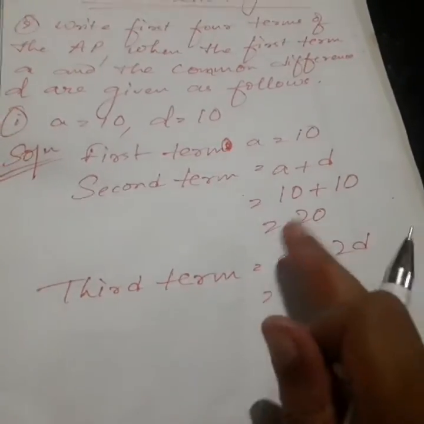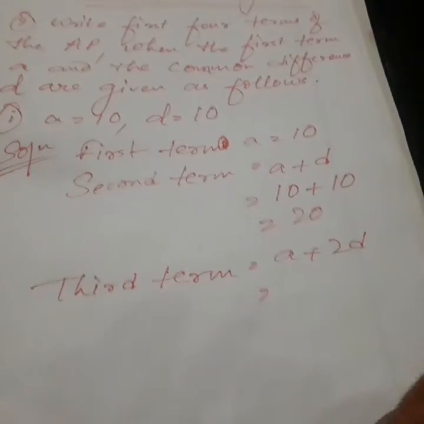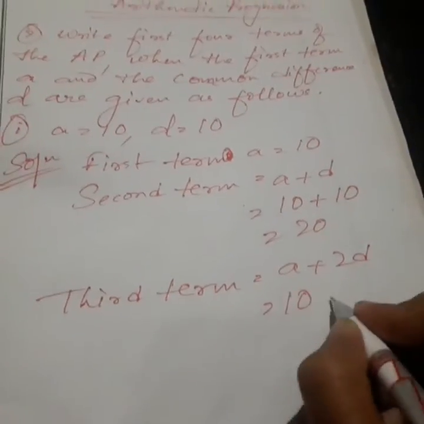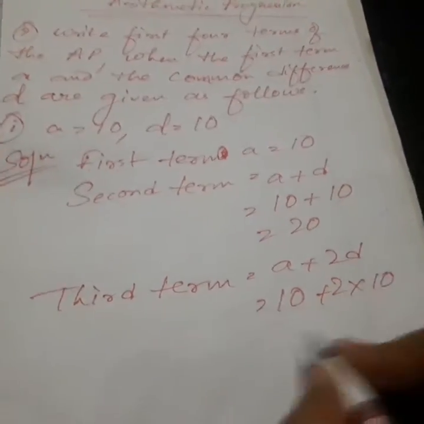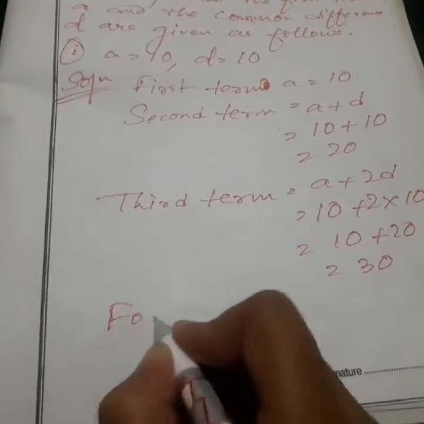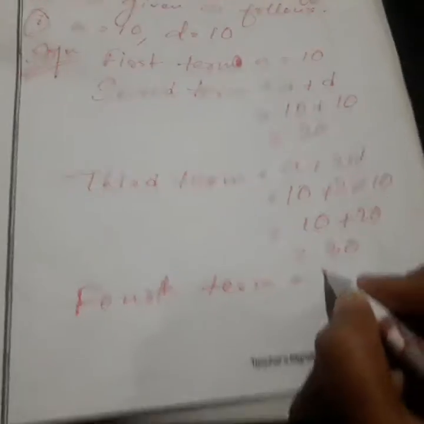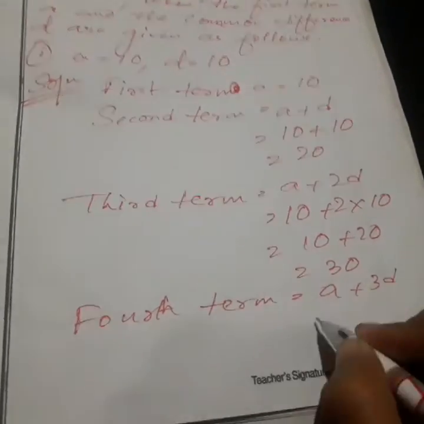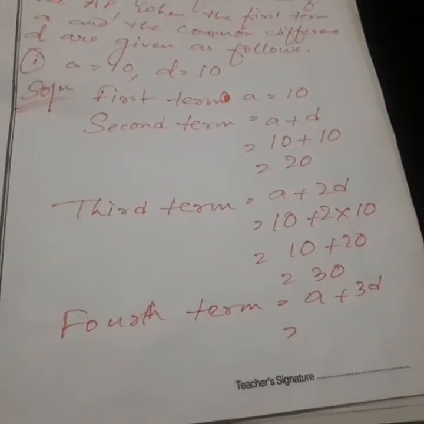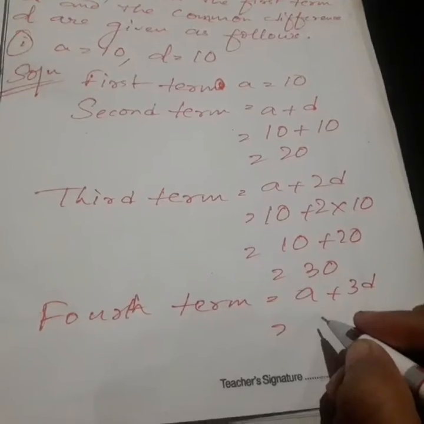The sum of the first term and twice the common difference. So 10 plus 2 into 10. So 10 plus 20, 10 plus 20 is 30. Now fourth term. So this one also, A plus 3D. This one we have done. A plus D, A plus 2D, A plus 3D, we have done in our introduction part. You can see the video again.